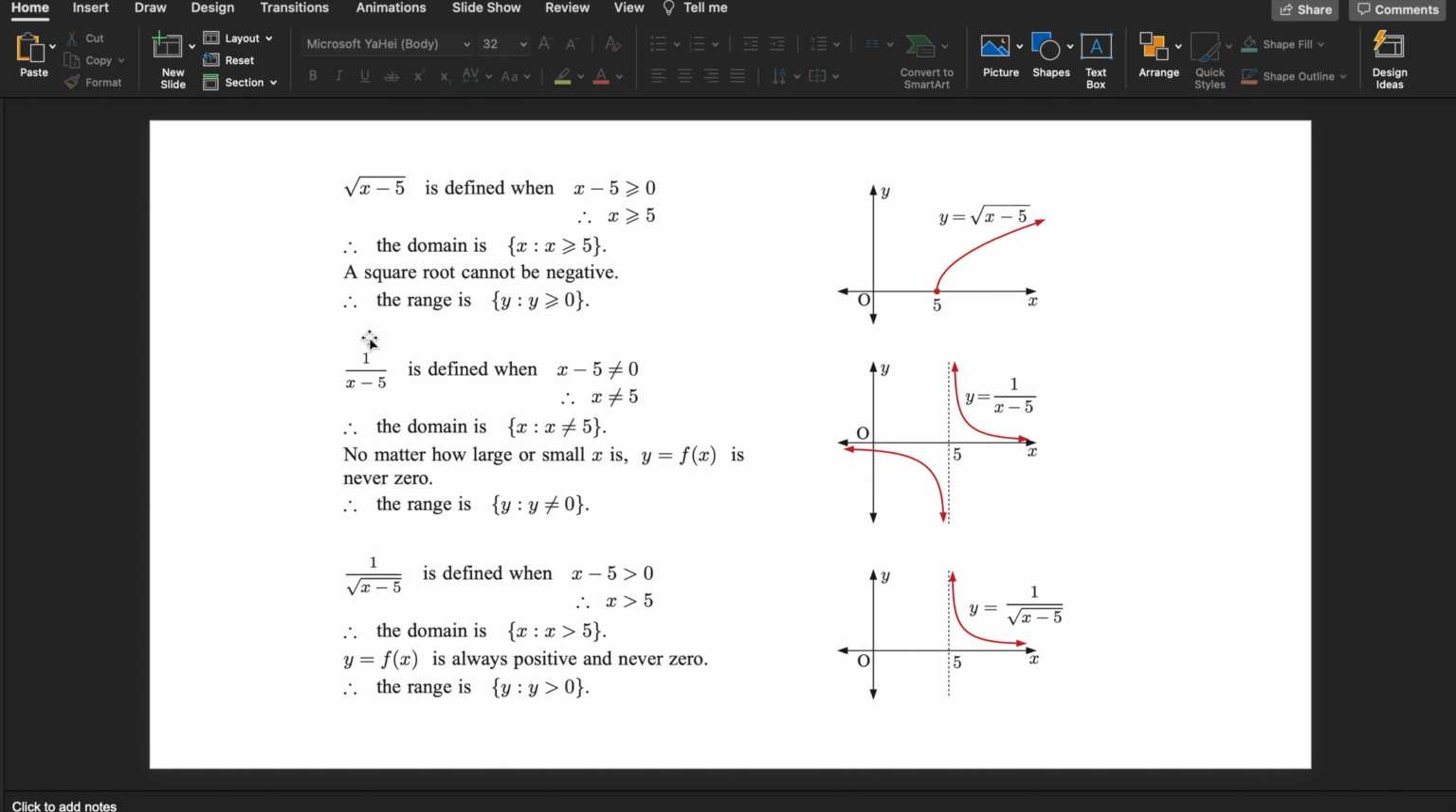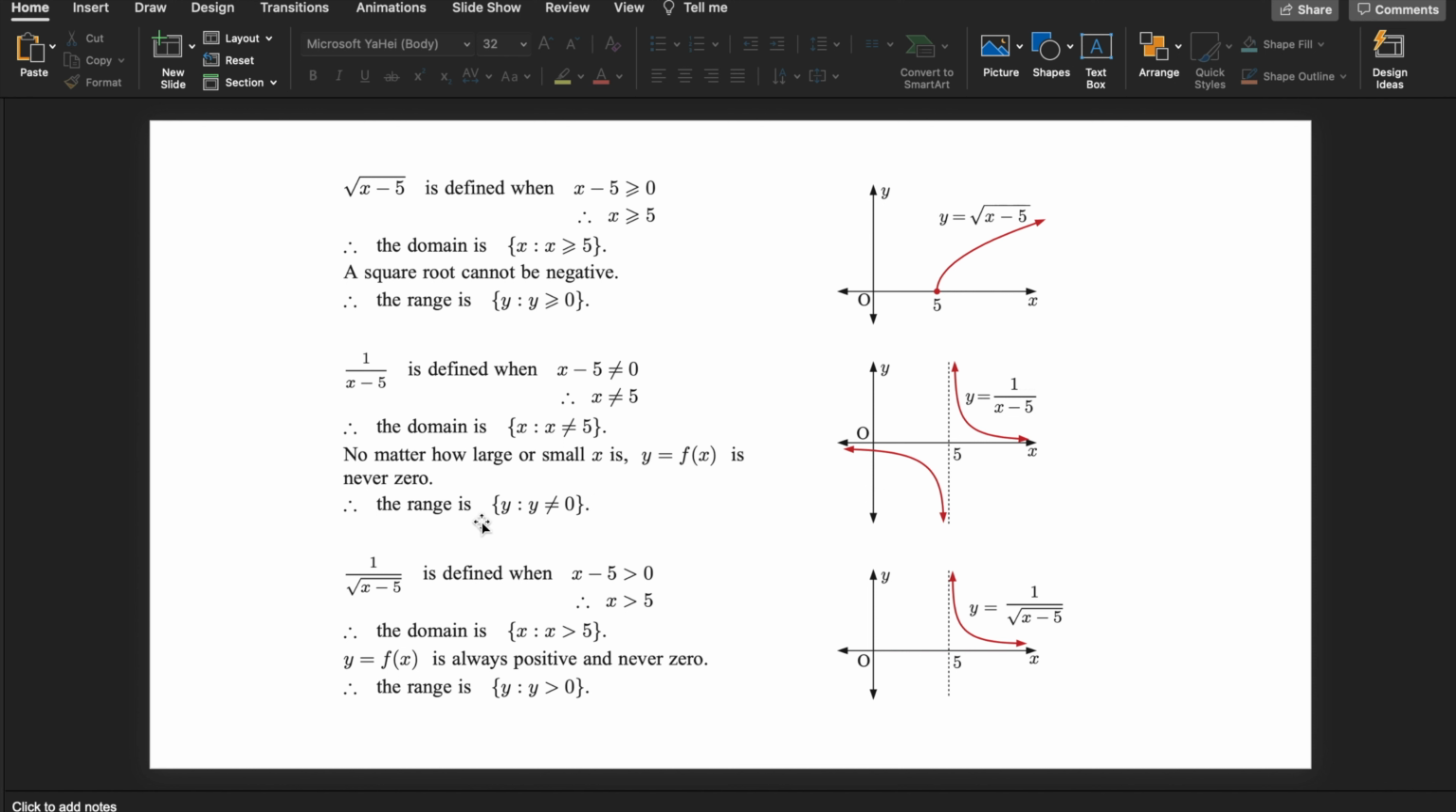The next example is 1 divided by x minus 5. It's defined when this is not equal to 0. It could take any value of x except x equals 5, because when x equals 5, this would be 1 divided by 0, which is, well, undefined. So the domain is everything except x equals 5. So it's true for all real values except 5.